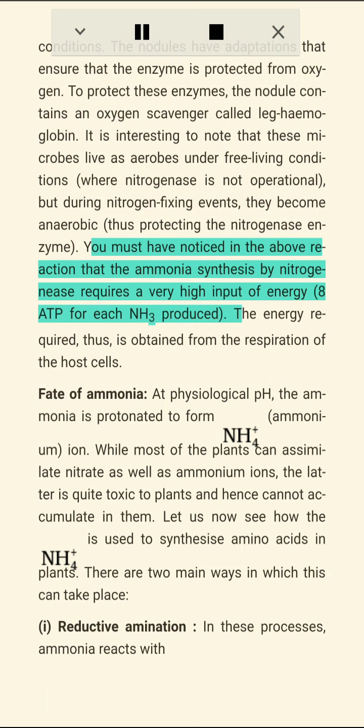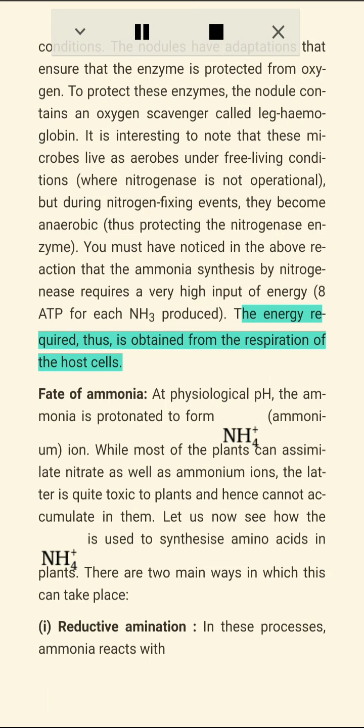You must have noticed in the above reaction that ammonia synthesis by nitrogenase requires a very high input of energy, 8 ATP for each NH3 produced. The energy required, thus, is obtained from the respiration of the host cells.